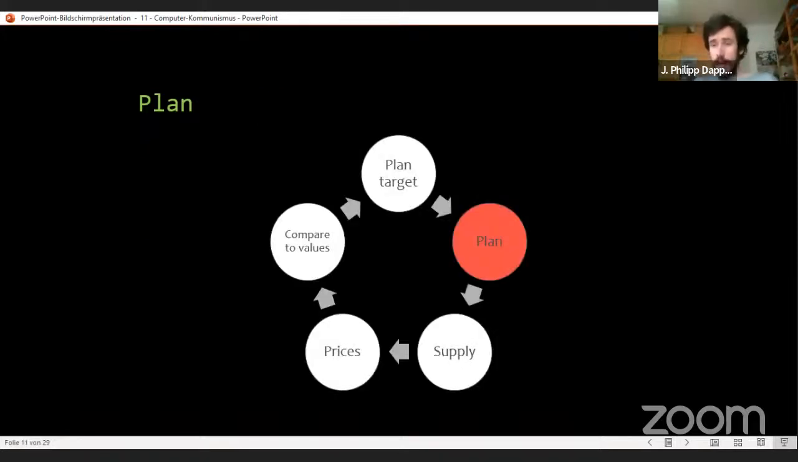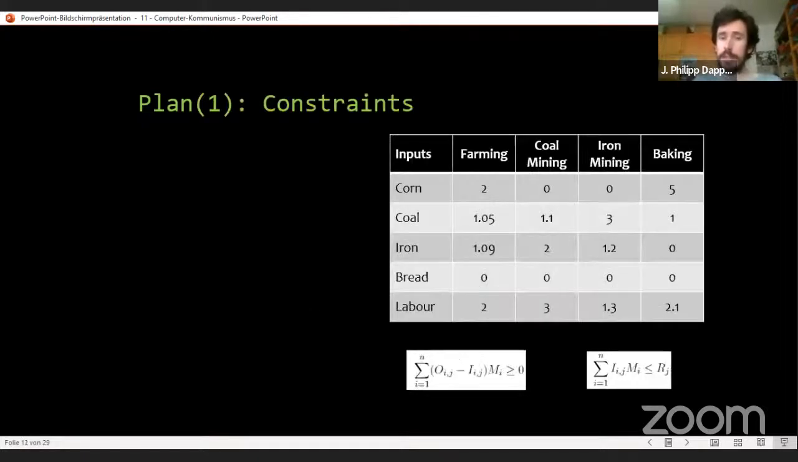So this is the plan target, basically just proportions at which consumer products are supposed to be produced. And you then want to calculate an optimal production plan. Okay, but this plan must, of course, consider what's possible, certain constraints on production.